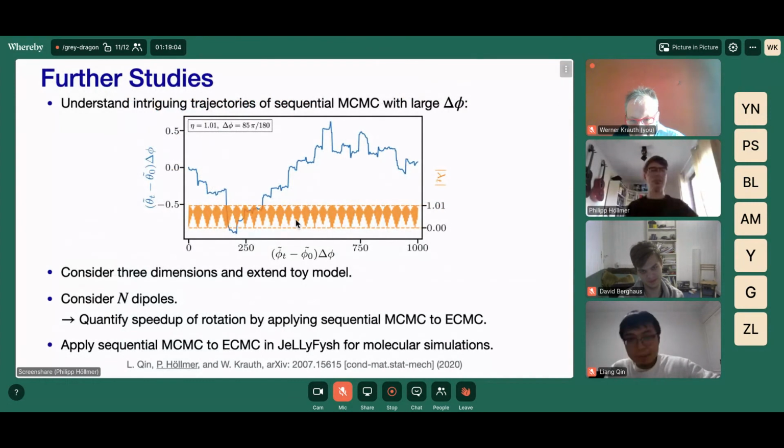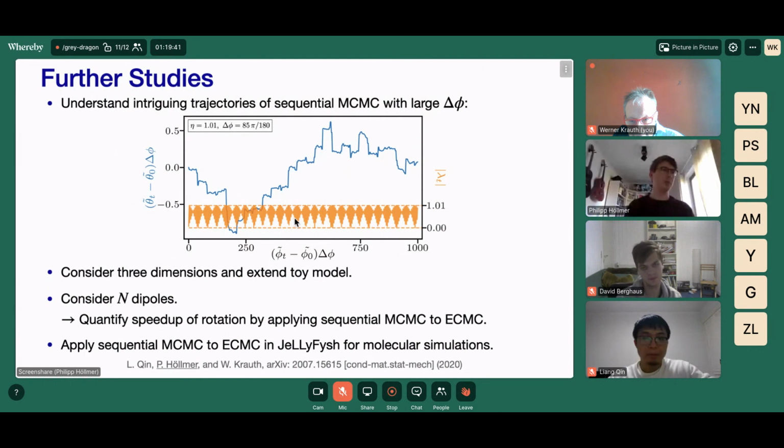Of course, the work is not really done on this topic. There's still a lot to understand. For example, you notice that even for large delta phi, as long as this set of directions does not become too small, we can then even be faster than the random choice of directions. And another interesting point is that even for this large delta phi, where we cannot do these Taylor expansions at all, we get very intriguing patterns in the trajectories of the impact parameter and the dipole angle. So you can see here that this looks very irregular.